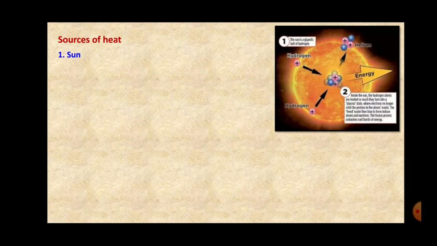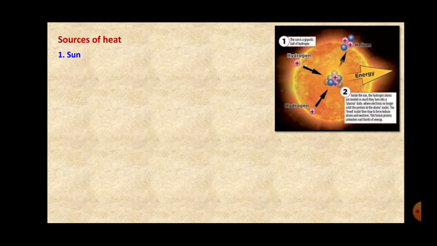Next, we will study what are the sources of heat. From where do we get the heat? The very first natural source of heat is the sun, right? We all get heat from the sun, and it is the biggest source of heat received by the earth. Now, inside the sun, nuclear fusion takes place, right? Because of it, a large amount of heat is generated in the center of the sun.